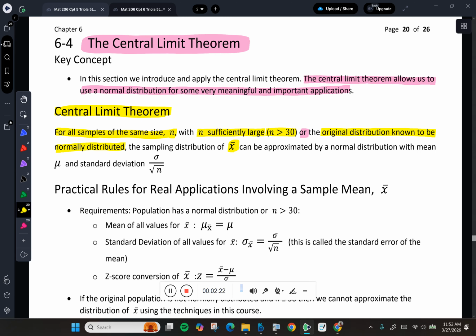But if your sample is large enough or the original population you were sampling from was normally distributed, then we can use X bar to approximate a normal distribution, the sampling distribution of X bar, where our normal distribution has a mean, which is the population mean, and a standard deviation, which is the population standard deviation divided by the square root of the sample size. Wait, what? Let's lay it out step by step.